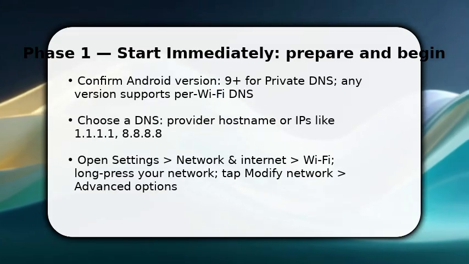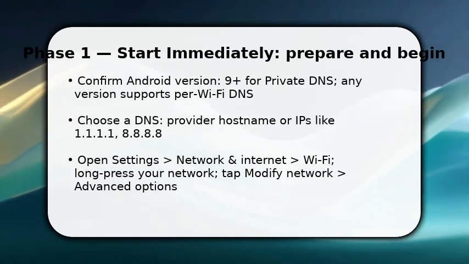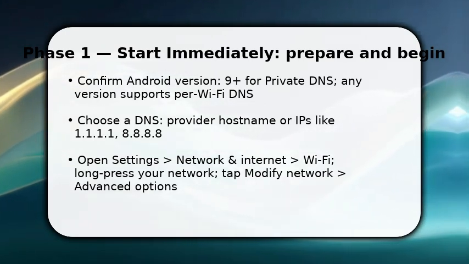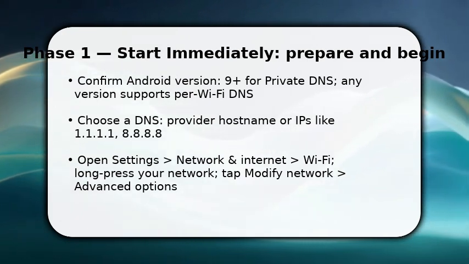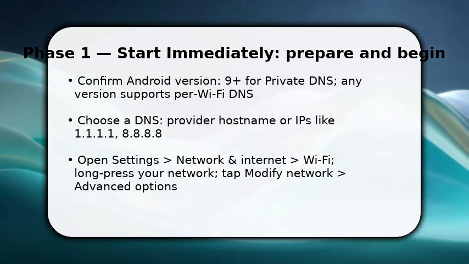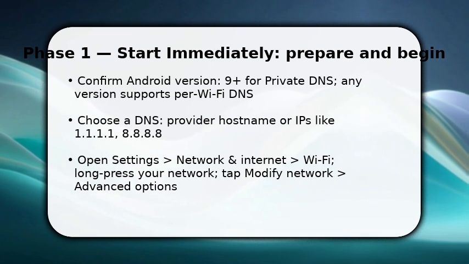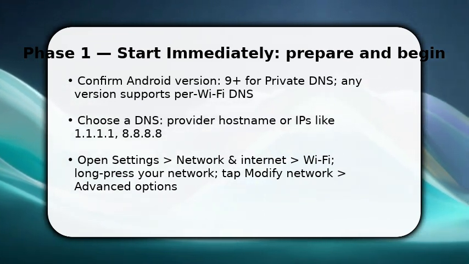You start now, verify your Android version and pick a DNS provider so you know the host name or IPs. Once confirmed, open Settings, go to Network and Internet, then Wi-Fi. Long press the active network, tap Modify Network and reveal advanced options. Make sure you're on the correct Wi-Fi because changes apply per network or system-wide.